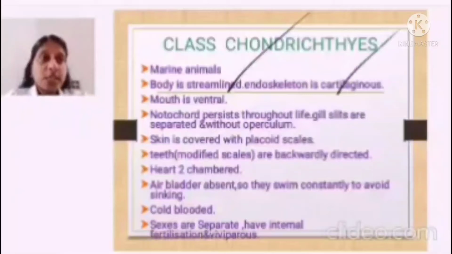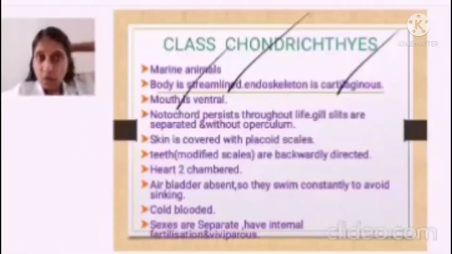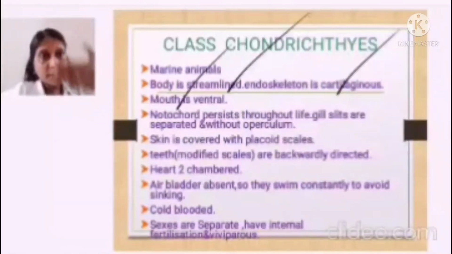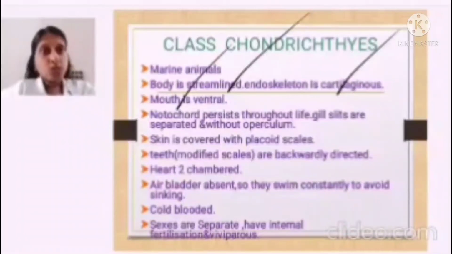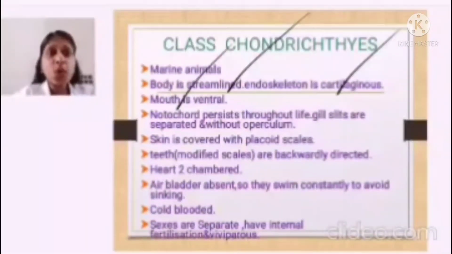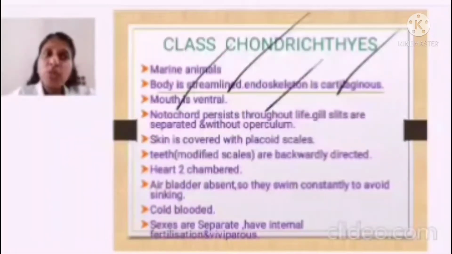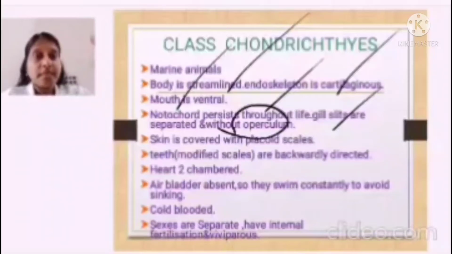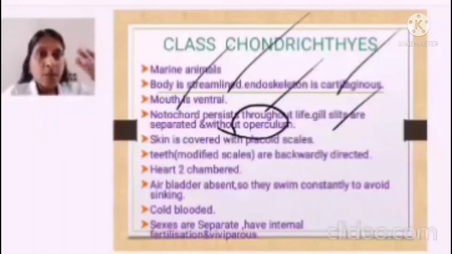Endoskeleton is cartilaginous, means they are made up of cartilage. Mouth is ventral, like our dorsal is the back side, ventral is the front, this side. So two sides are there, right? Dorsal and ventral. So usually the mouth will be present on the ventral side, right? In these chondrichthyes. Notochord is present throughout life. Gill slits are separated and without operculum. No opening is there. Okay, just throughout you can find the gills are present, but not specific opening called as what?